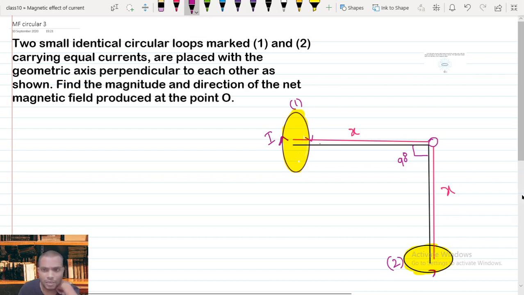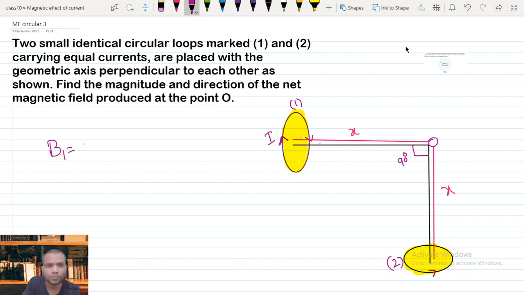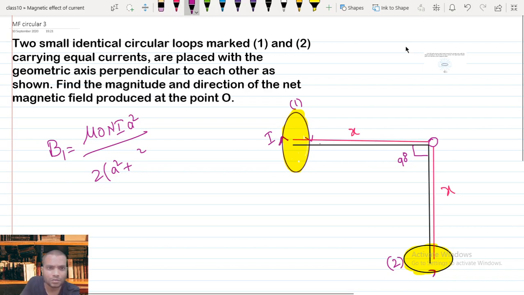So the same current is flowing in these two coils, and the point O is the location of an axial point. They are both at equal distance. So for the magnitude, for the first coil, B1 equals mu naught n I a square upon 2 into (a square plus r square) whole power 3 by 2. But here distance r equals x, so we can write 2 into (a square plus x square) whole power 3 by 2.